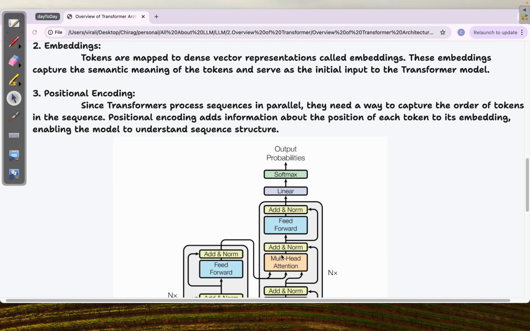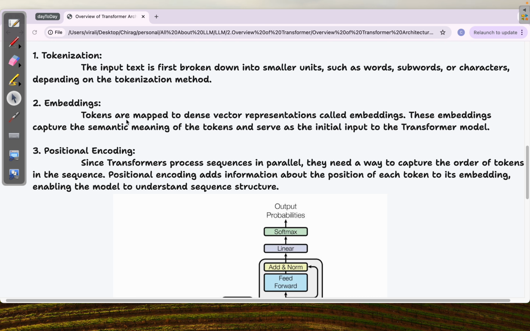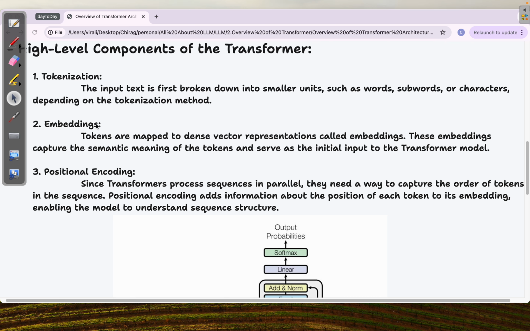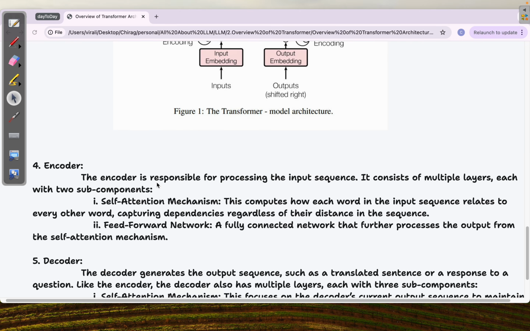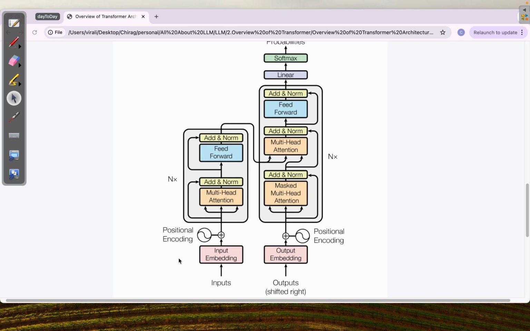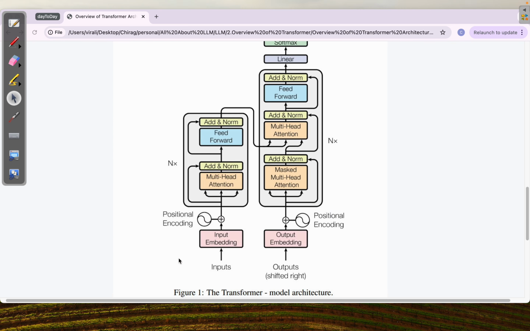So basically it has 4 to 5 components. First you can say tokenization, second is the embedding, then positional encoding. We'll see in brief, and encoder and decoder, right? So let's see in this image first of all. Okay, so first there will be the input.